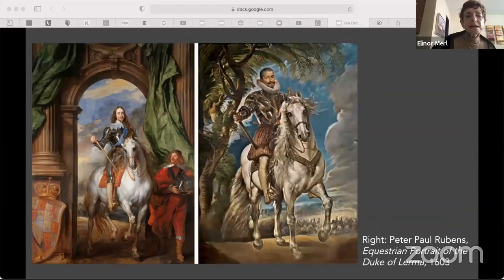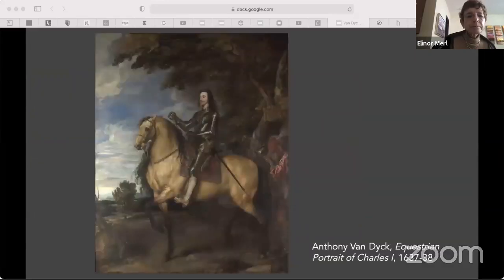Recall that Van Dyck studied with Peter Paul Rubens, and notice the similarity of Van Dyck's composition to that of Rubens' work on the right, called Equestrian Portrait of the Duke of Lerma from 1603. So you have the same positioning of the horse and the rider. So very likely this was something that Van Dyck was quite aware of, this other painting by Rubens.